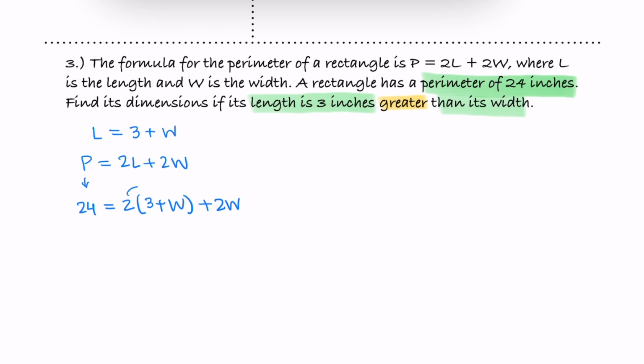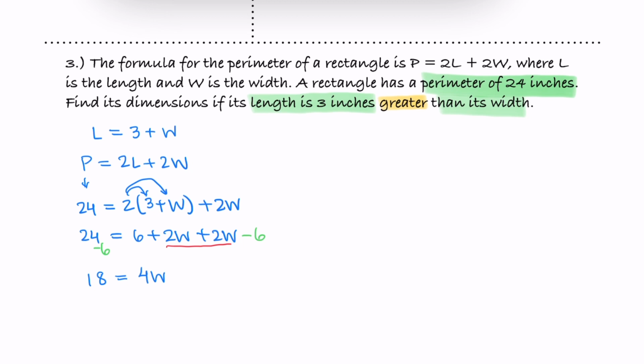Now I'm going to distribute the 2 out, and that will give us 6 plus 2W plus 2W. And now I'm going to do 2 steps at once. I'm going to add these 2, and I'm also going to get rid of this 6. So that means we're just going to subtract 6 from both sides of the equation, and that will give us 18 is equal to 4W.